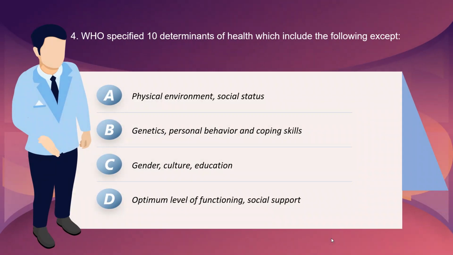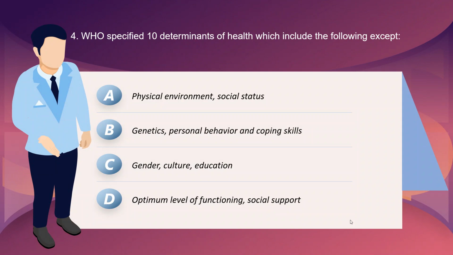Number four, World Health Organization specified 10 determinants of health, which includes the following, except, so we're looking for a wrong answer here. Letter A, physical environment, social status. Letter B, genetics, personal behavior, and coping skills. Letter C, gender, culture, education. Or letter D, optimal level of functioning and social support.